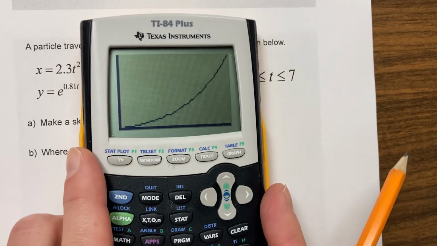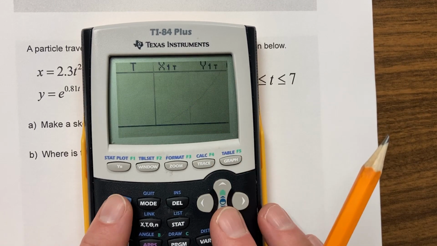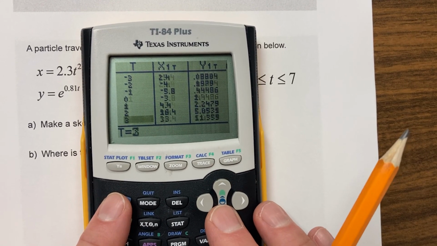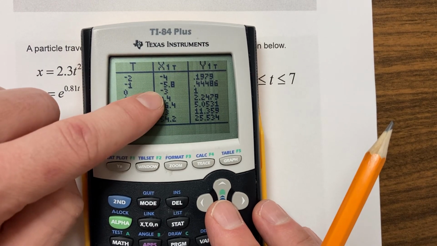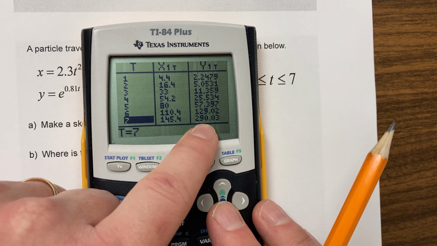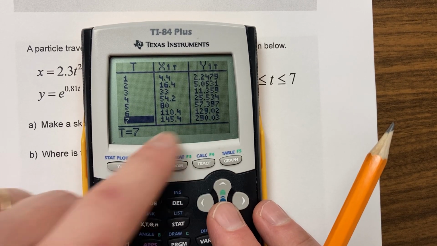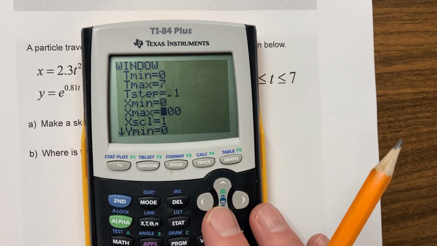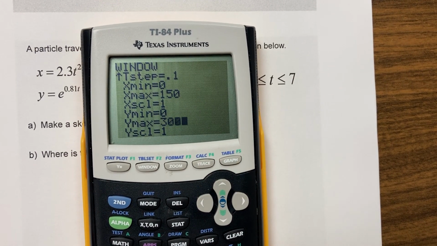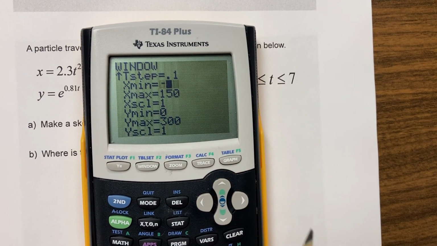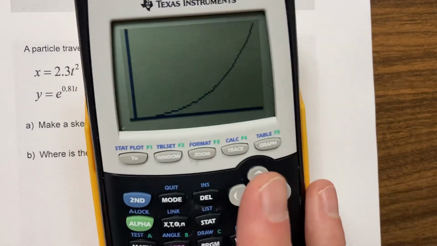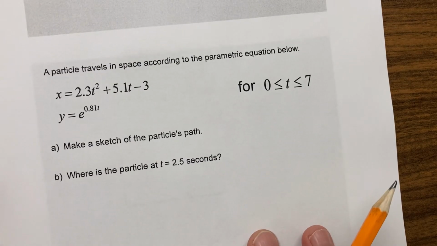The other thing you can do when you're making a window like that is to go to your table and then see, since we're going from 0 to 7, you can see my zeros from negative 3 and it goes all the way out. Ooh, we need to go 150 on the x and 300 on the y. This will give us the full look of this graph. There we go. All right, now everything that we want to do is on that graph now.